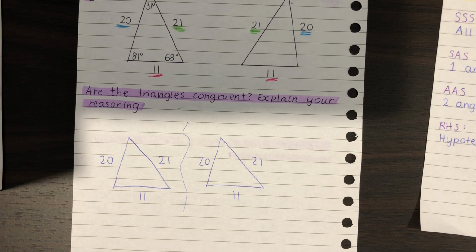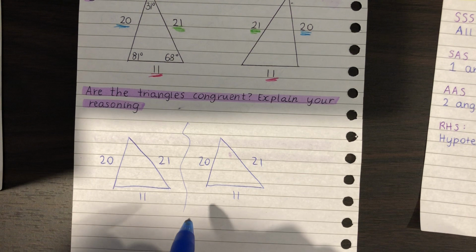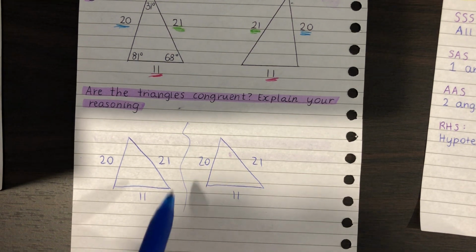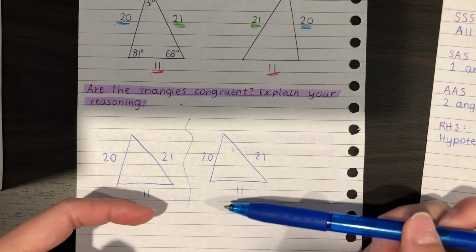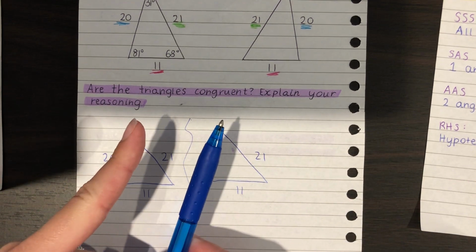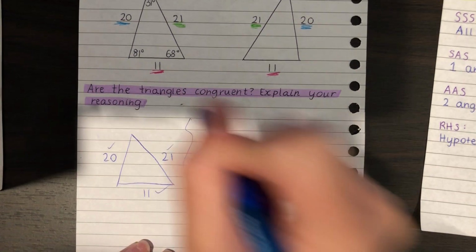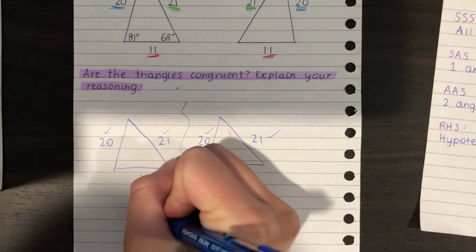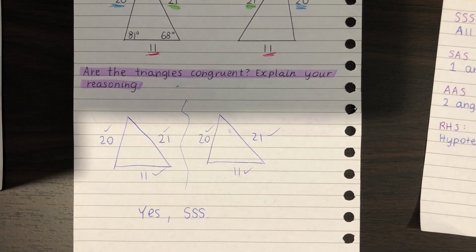Okay, so even if these numbers were the same between both triangles, but they were in different places, that would not mean that they're congruent. They need to be the exact same numbers in the exact same places as one another. And because they are, so the 11s are down the bottom, 21s are this slant here, and the 20 is that slant there, we can say that yes, all the sides between the two triangles are the same. So these triangles are congruent because they fit the SSS condition.